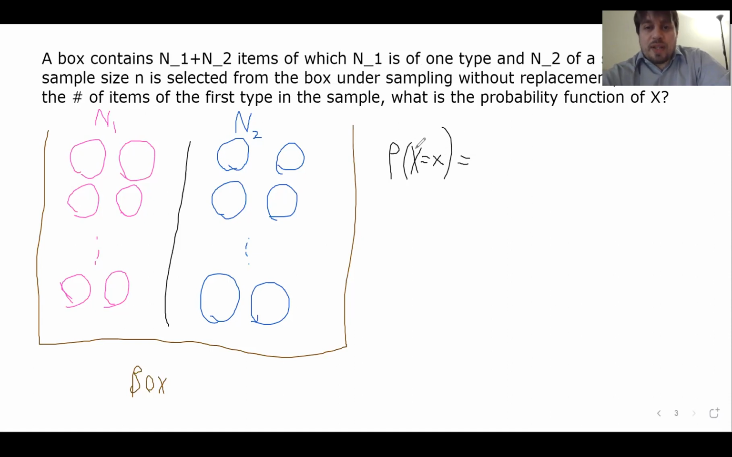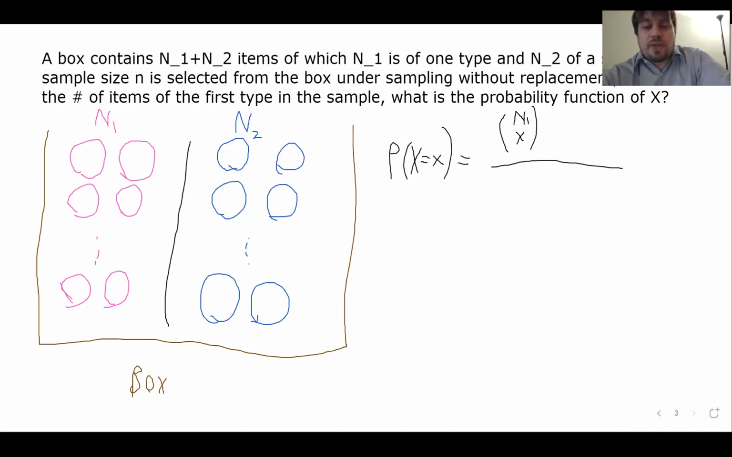Okay, that's a fixed value of capital X, little x. So we have a numerator and denominator, right? The numerator is, well, if you're going to choose little x of the first type, there's a total of N1 things of the first type. And so you want the number of ways to choose little x of the things of the first type, right?